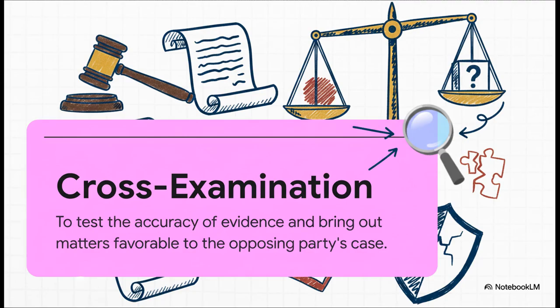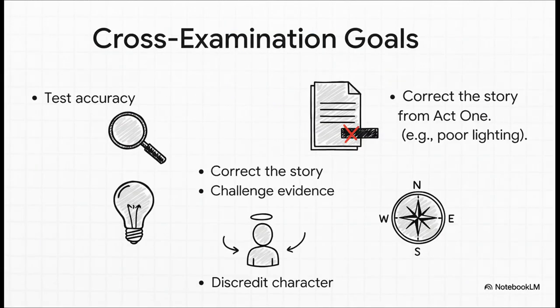The objective here is totally adversarial. The cross-examiner is trying to complete the story from their point of view. They want to correct what they see as problems from Act 1 and bring out facts that help their client. So they're actively working against the narrative that was just built. And they have a lot of tools to do this. They can challenge the witness's memory or their honesty. For example, if a witness gives an alibi, the cross-examiner can bring up stuff like, well, the lighting was pretty bad at the scene, wasn't it?